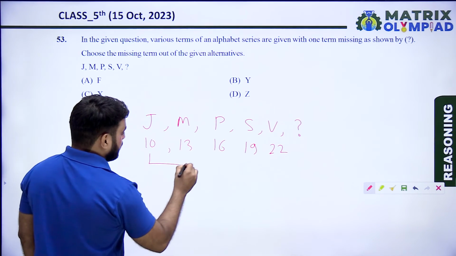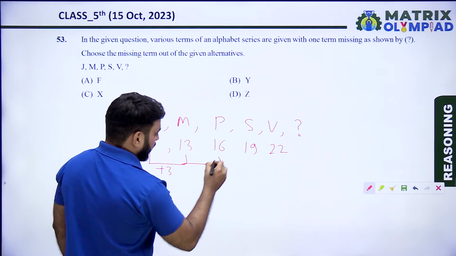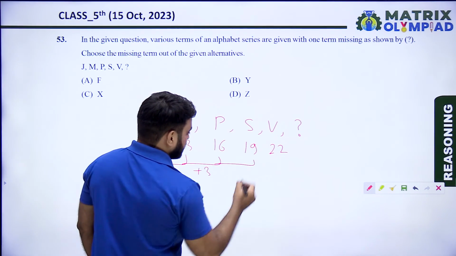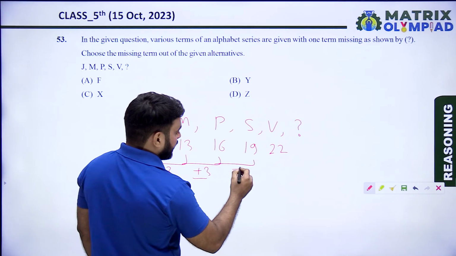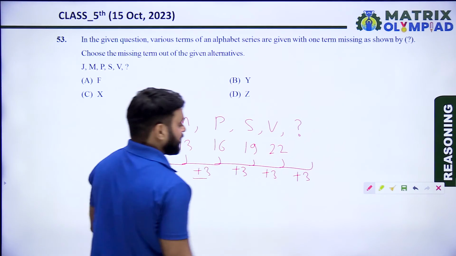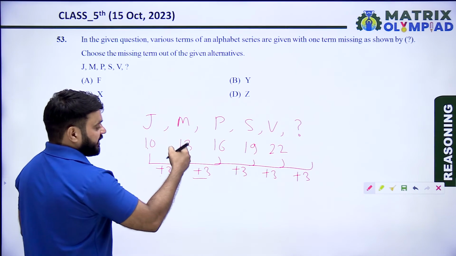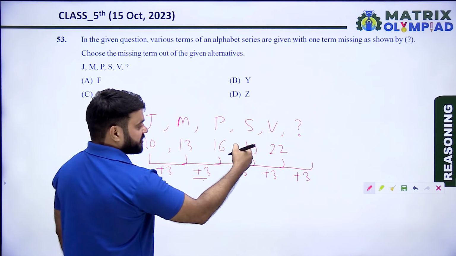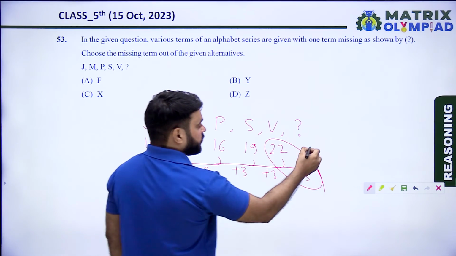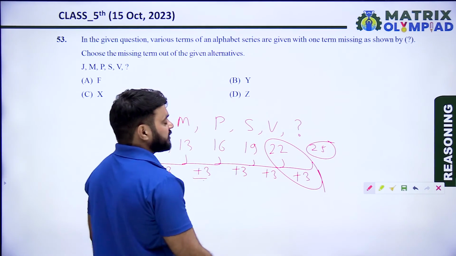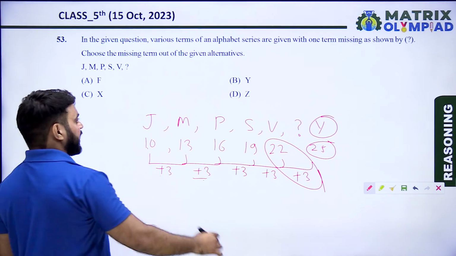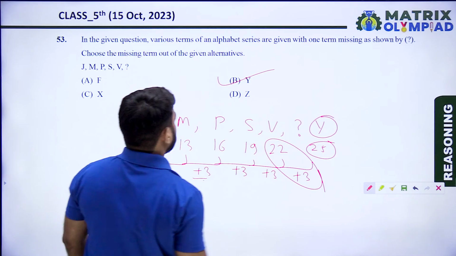Now adding plus 3 to each alphabet, we will get the next term. Plus 3, again plus 3, plus 3. Similarly, 10 plus 3 is 13, 13 plus 3 is 16, 16 plus 3 is 19, 19 plus 3 is 22. Now 22 plus 3 is 25. 25 means Y. So the missing alphabet is Y. It means option B is the correct answer.